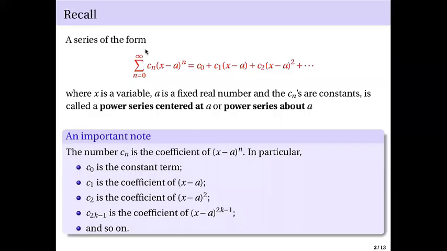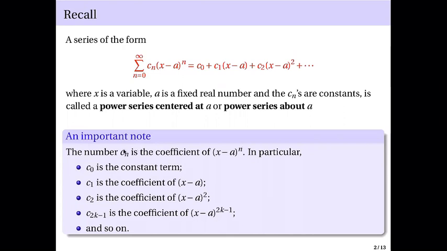Let's start with the following recall. A series of the form sum c sub n times (x minus a) raised to n, running from 0 to plus infinity. If we expand this, it is just c sub 0 plus c sub 1 times (x minus a) plus c sub 2 times (x minus a) squared plus and so on, where x is a variable and a is a fixed real number, and the c_n's are constants. This is called a power series centered at a, or power series about a.